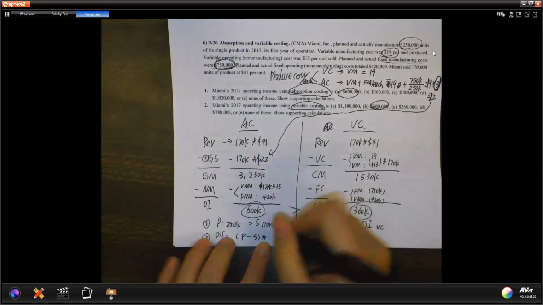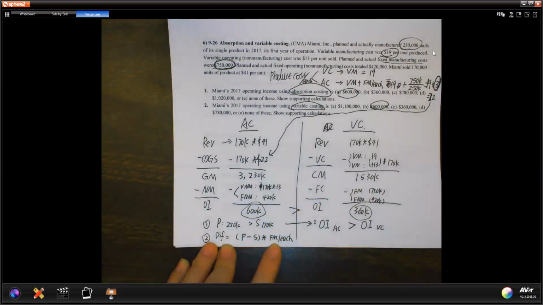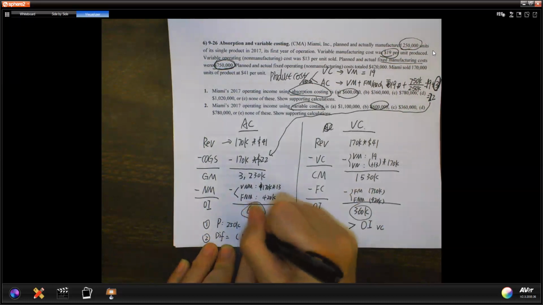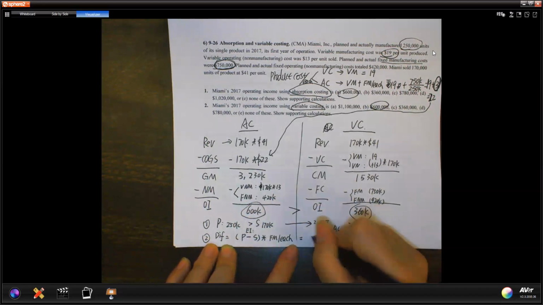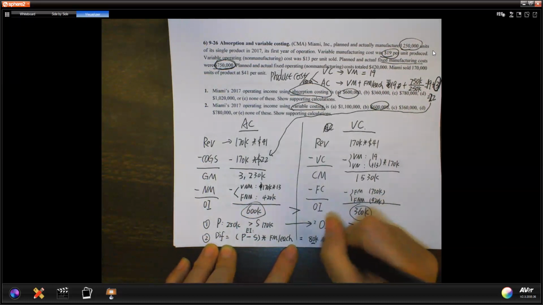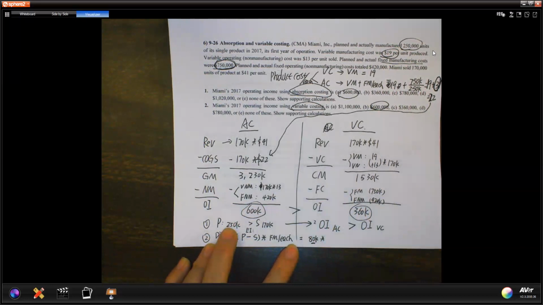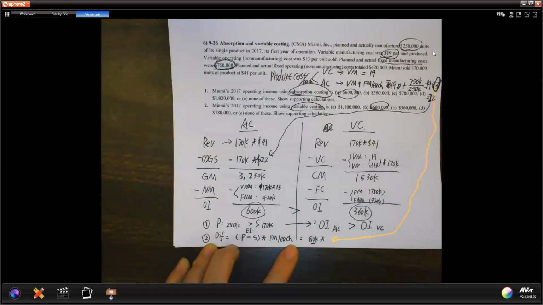Time our each allocated fixed manufacturing cost for each unit. So that is our ending inventory, right? In our case, we produced 250,000. We sold 170,000. So we still have 80,000 left as our ending inventory. We said for each one, we allocated, how much? We allocated $3 to each unit as our allocated fixed manufacturing cost, right?